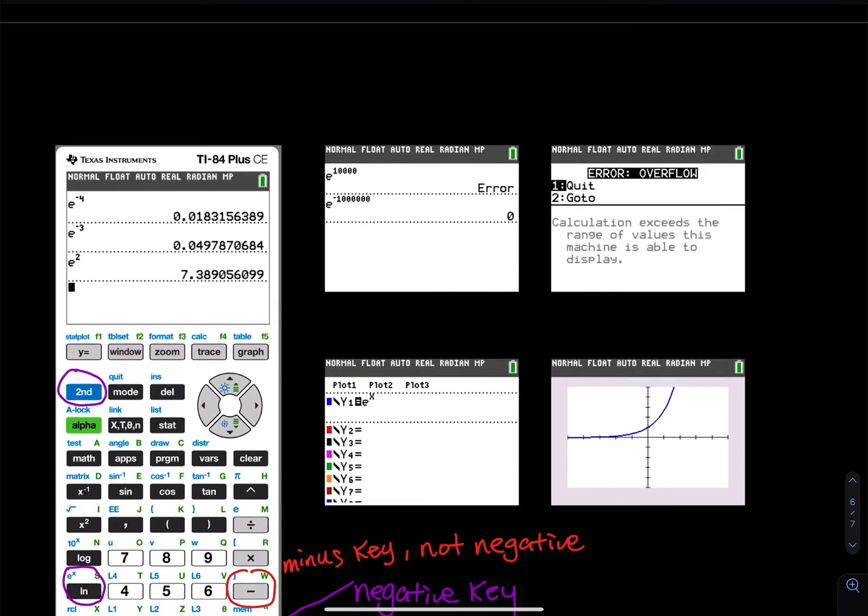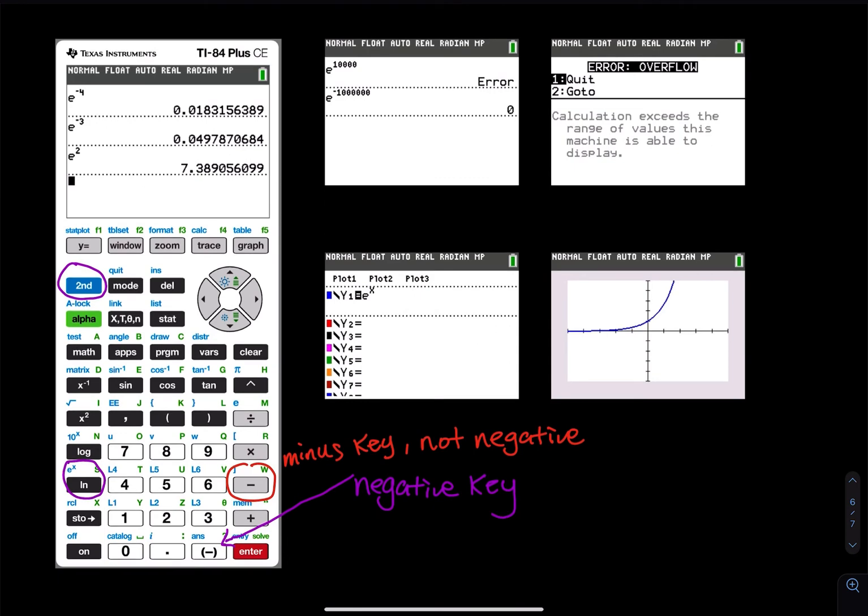So let's move on to the next page of my notes. This is a graphing calculator, a TI-84 Plus CE. To get the base e raised to some x, first you have to press the second key. Do you see that I circled the second key? Then press the ln key. So second ln gives you base e raised to some power. You see the cursor flashing on the power, right?